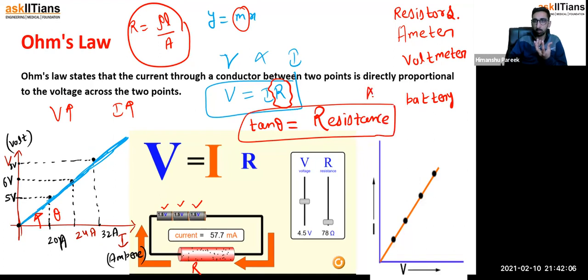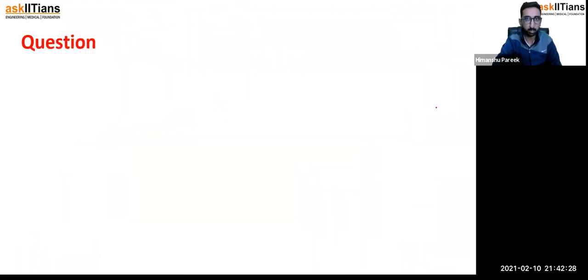It's a very important thing. Many times CBSE has asked a question from it: what is the slope of the voltage-current graph? It tells you the resistance. That's the meaning of this slope. So that's all. I hope you have understood what Ohm's law is. It's simply V = IR. We must remember it.